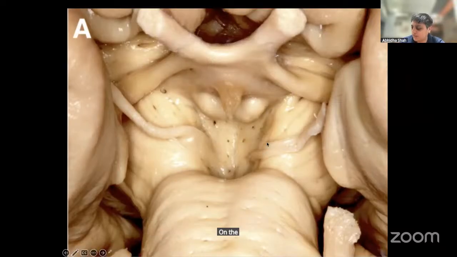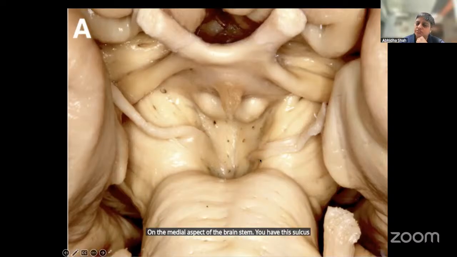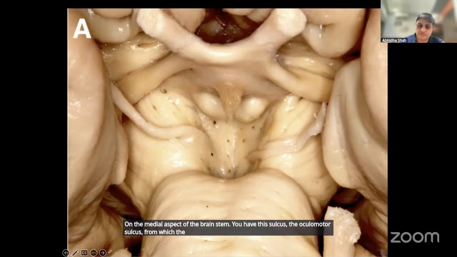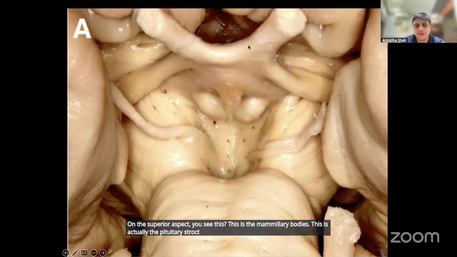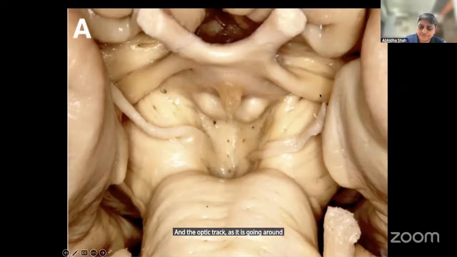On the medial aspect of the brainstem, you have this sulcus, the oculomotor sulcus, from which the third nerve arises. On the superior aspect, you see the mammillary bodies. This is actually the pituitary stalk. This is the optic nerves, chiasm, and the optic tract as it is going around the brainstem.